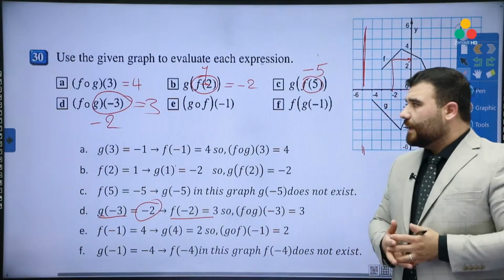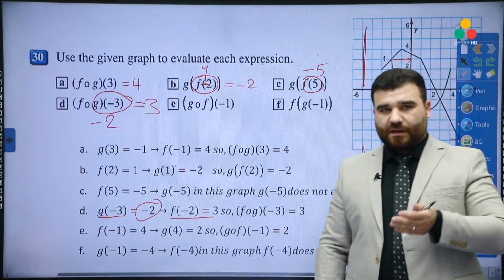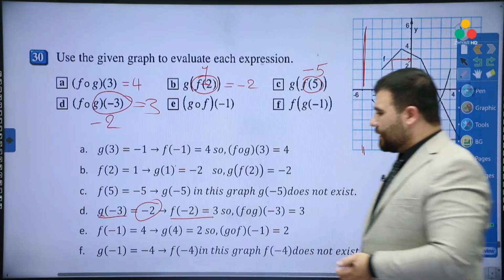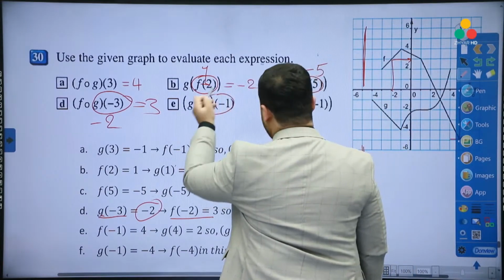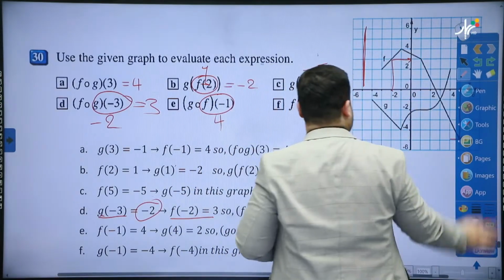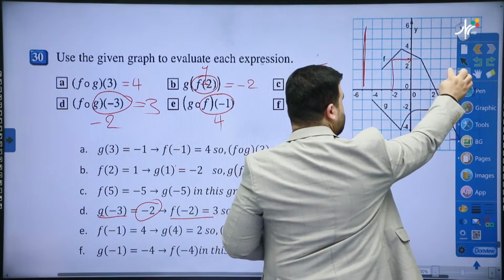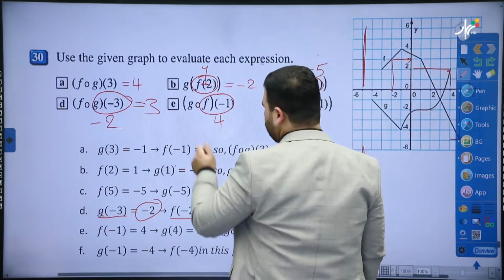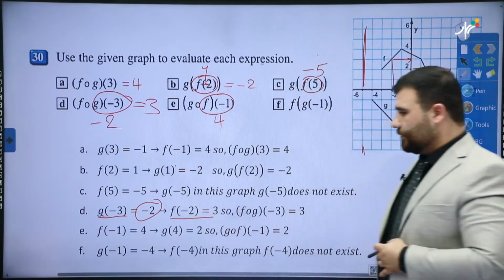E, f of g of f of -1. Then f of -1, according to the graph, it's 4. G of 4 is 2. Then the result is 2.